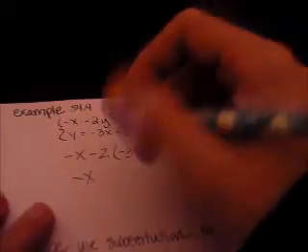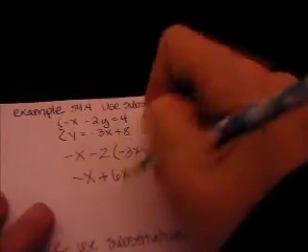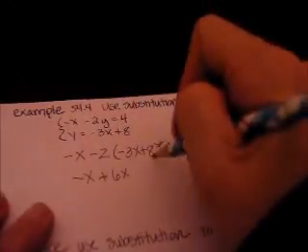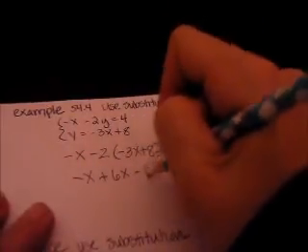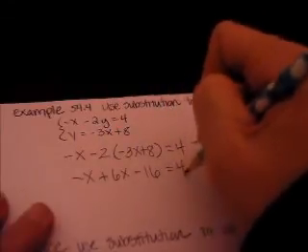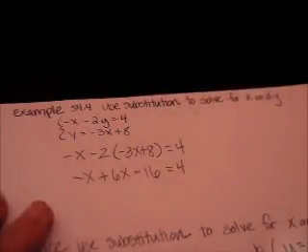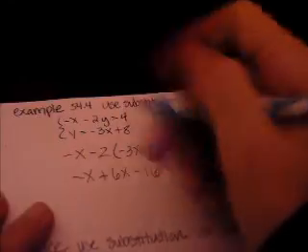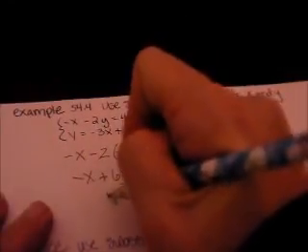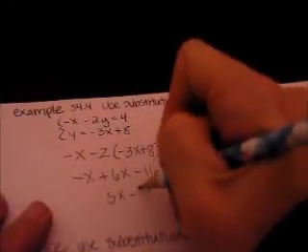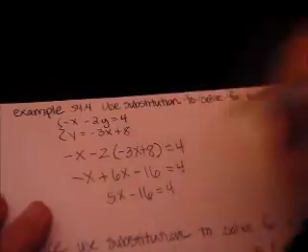Okay, so negative x, I'm going to get rid of the parentheses and multiply through. Negative 2 times a negative 3 is a positive 6x. A negative 2 times a positive 8 is negative 16 equals 4. Now we combine like terms.